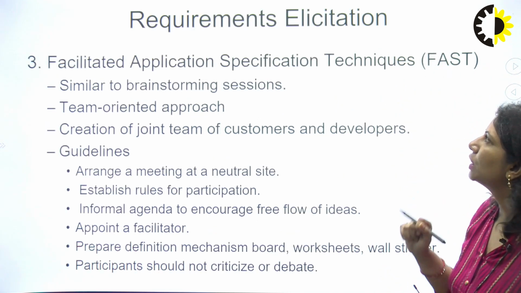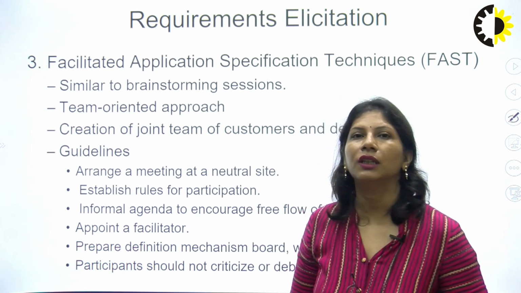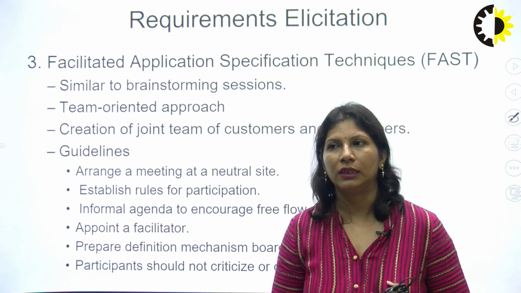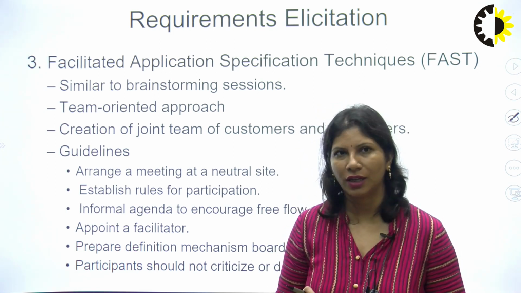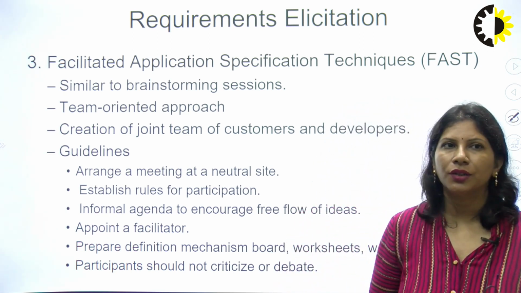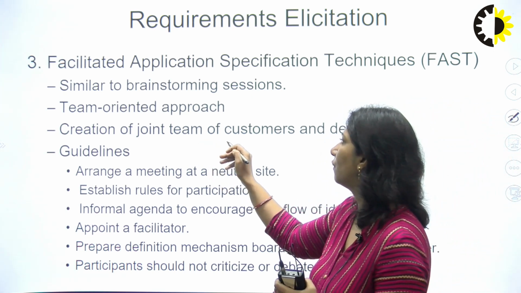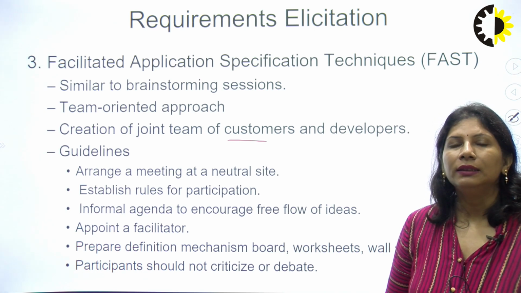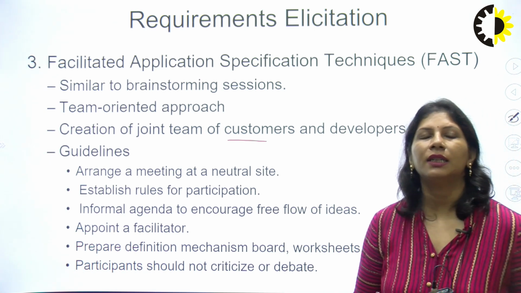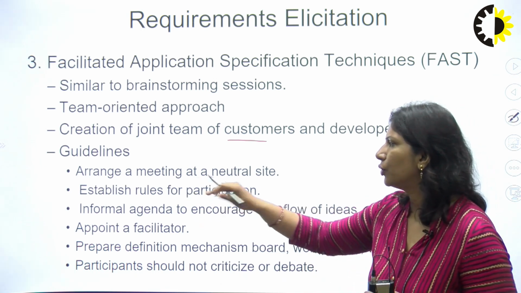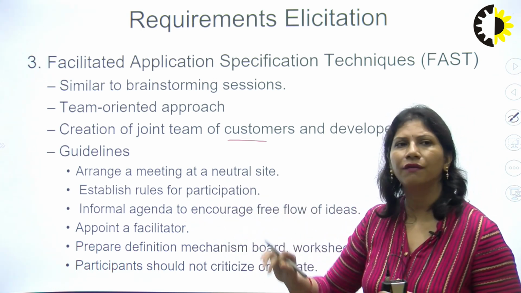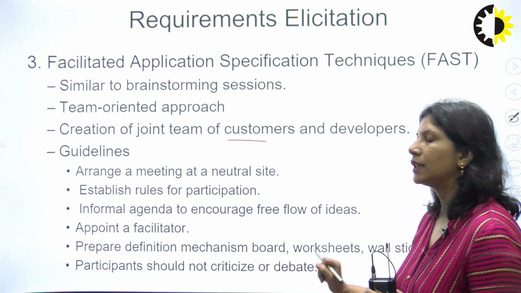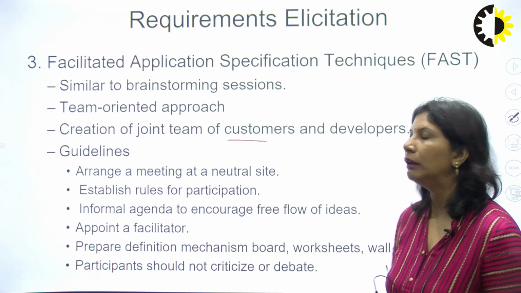Another process of doing elicitation is using FAST, that is, the Facilitated Application Specification Technique. It is quite similar to the brainstorming session. It is again a team-oriented approach, with the creation of a joint team of customers and developers. Then we should arrange a meeting at a neutral site and establish the rules of participation. We should appoint a facilitator, prepare a definition mechanism, and use worksheets and wall stickers. Participants should not criticize or debate.